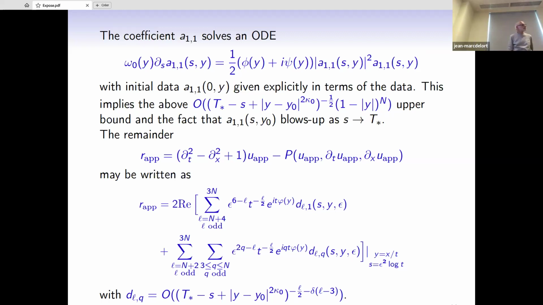So why, if you have a bound that goes up, does it mean that the function goes up? No, I say that this implies that A11 is given explicitly in terms of data. So this implies that you have a bound of that type, and also that you have a lower bound of the same type. Because essentially you have an ODE that you solve quite explicitly, so you see that this is a bound which is optimal.